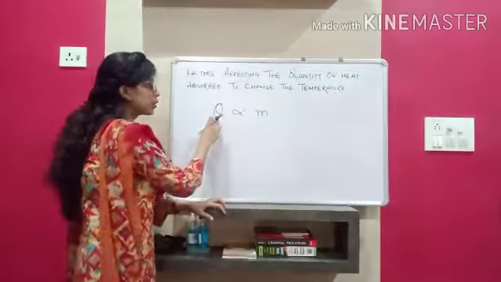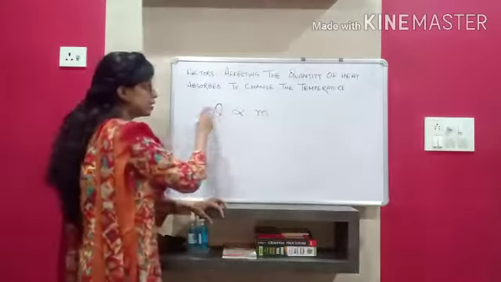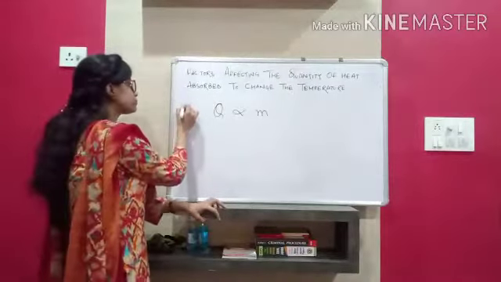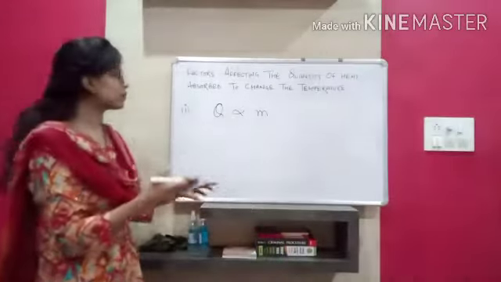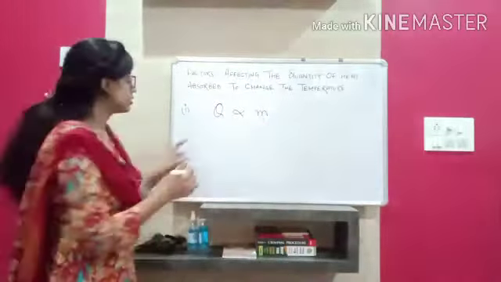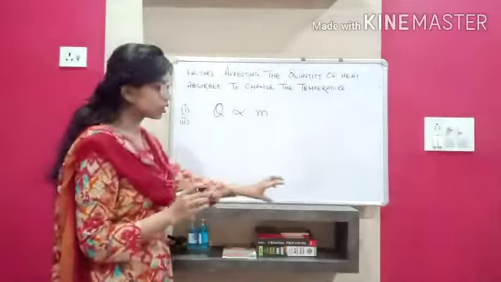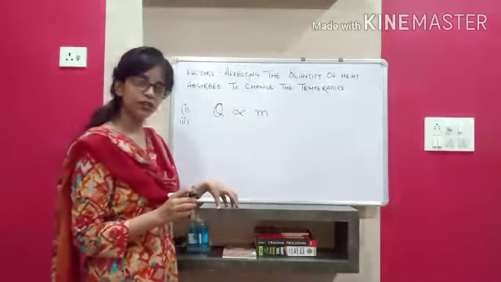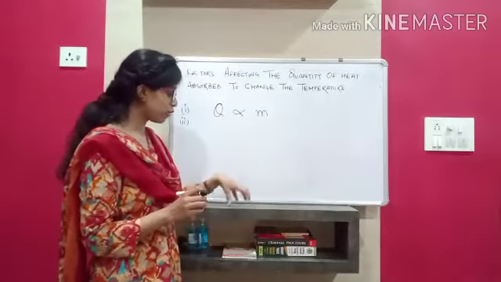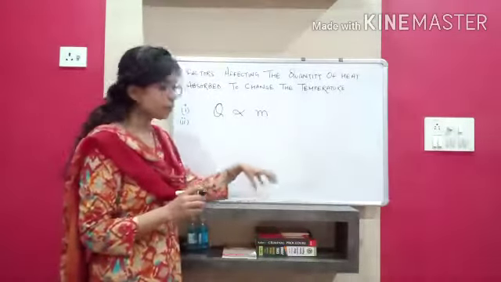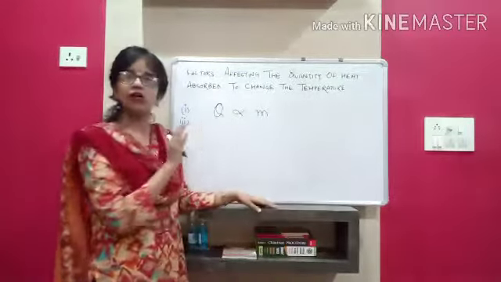If we have less water in the cup, less heat will be absorbed. More mass, more heat absorbed. Less mass, less heat will be absorbed. So the change in heat will depend on this first factor. Second factor: now we have two cups with the same quantity of water, so the mass is now the same.